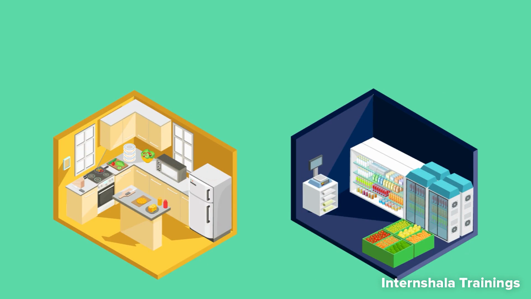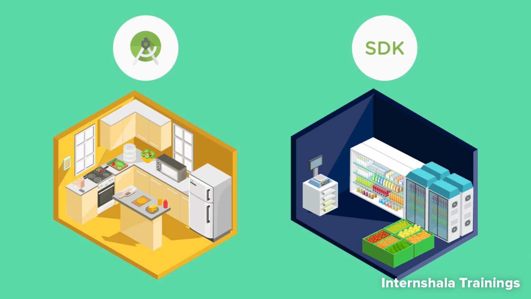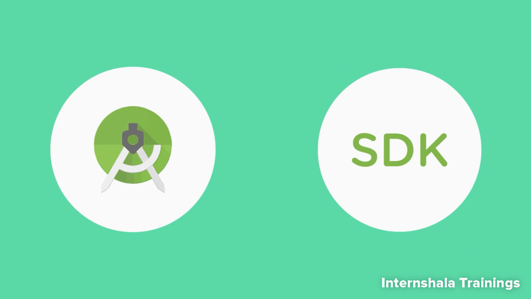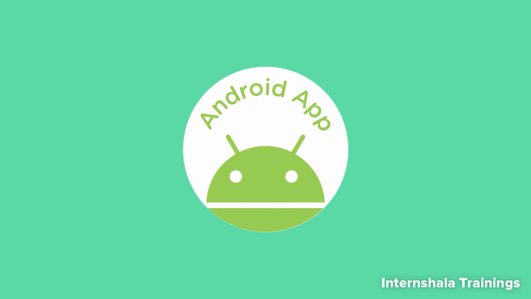You can look at it this way. If Android Studio is the kitchen that we need to prepare our dish, that is Android app, then SDK is the grocery store that provides important supplies for the kitchen. So, the Android Studio and SDK are bound together and they help us in developing Android apps. We will learn how to install and use them in the next module.